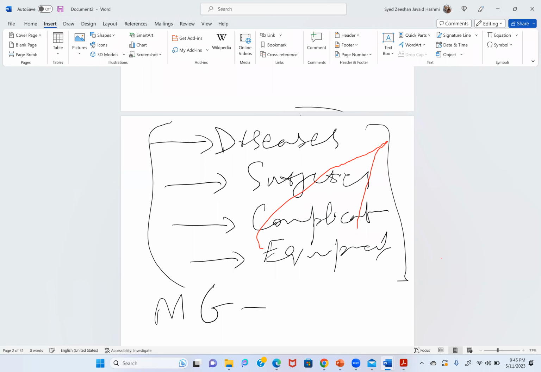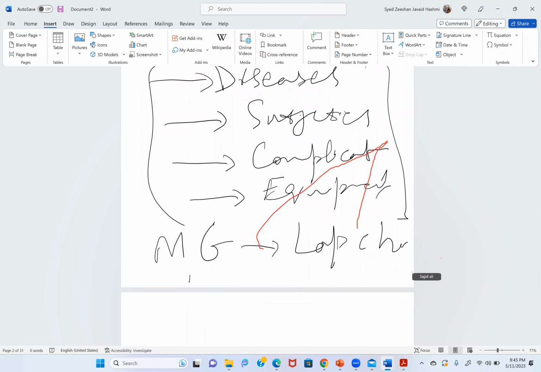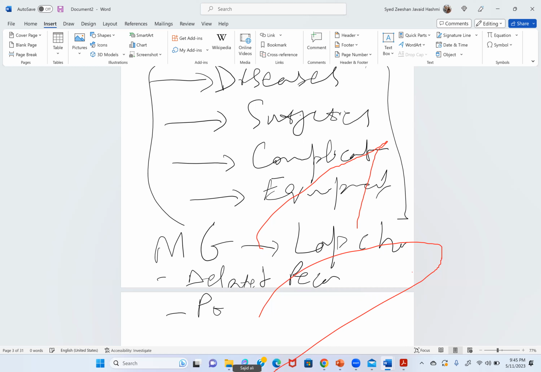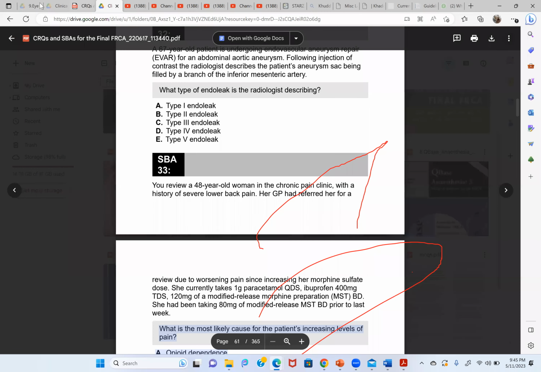Patient with myasthenia gravis for lap chole. Okay, so what complications will you have? You can have delayed recovery, you can have altered muscle relaxant response, you can have post-op ventilation, ICU, things like that. So make a combination. I will just show you, and then I will finish my discussion.